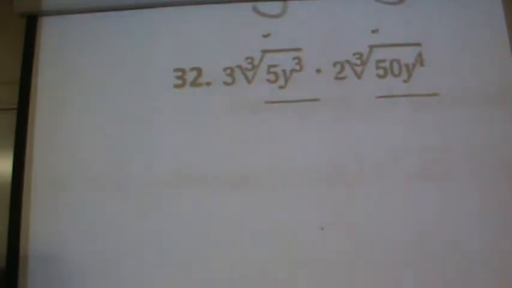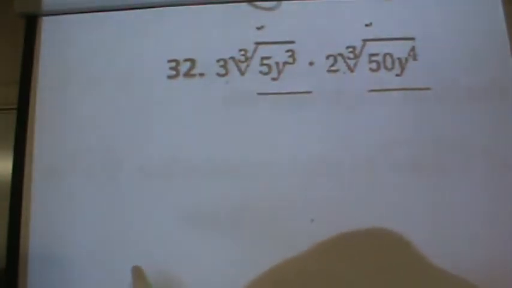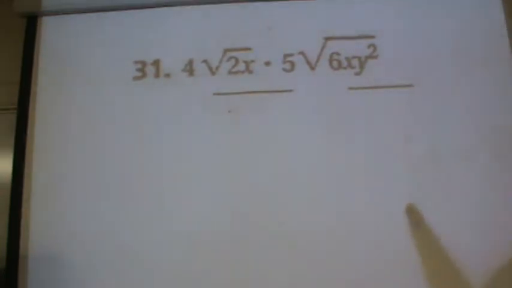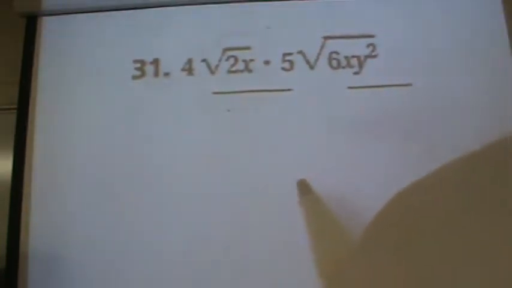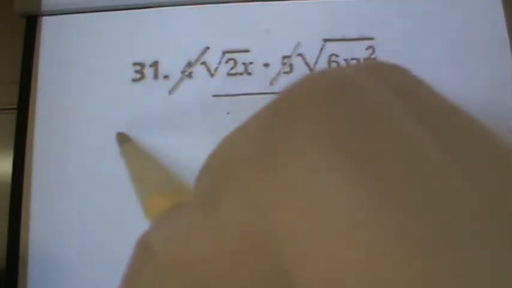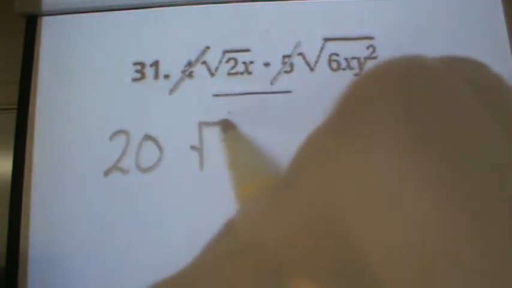Okay, what do I do with the 3 and the 2 that are sitting outside? Wait, this 3 and this 2. Times them, 6. What do we do with 4 and 5? Times them. So what do you get? 4 times 5 is 20. 20. Now let's look at that.